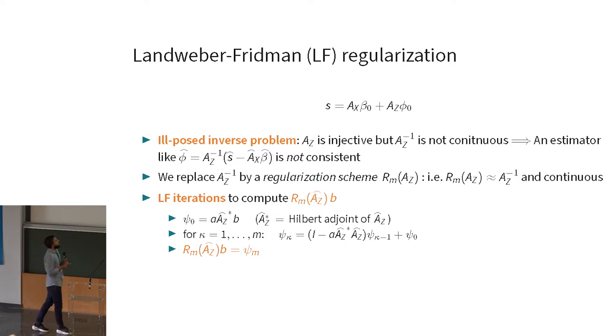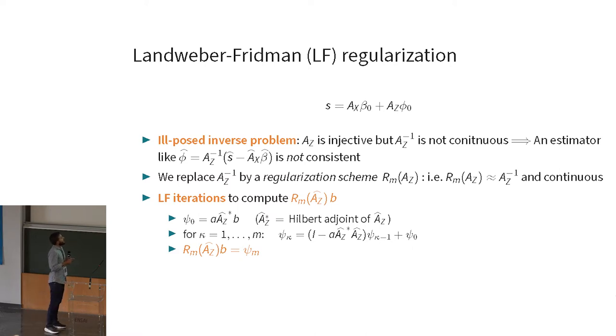So for example, even if we had a consistent estimator of S, Ax, and beta, we could not estimate phi by this composition here, because the convergence of this argument does not imply the convergence of all these objects, because of the lack of continuity. So the continuous mapping theorem does not apply in this case.